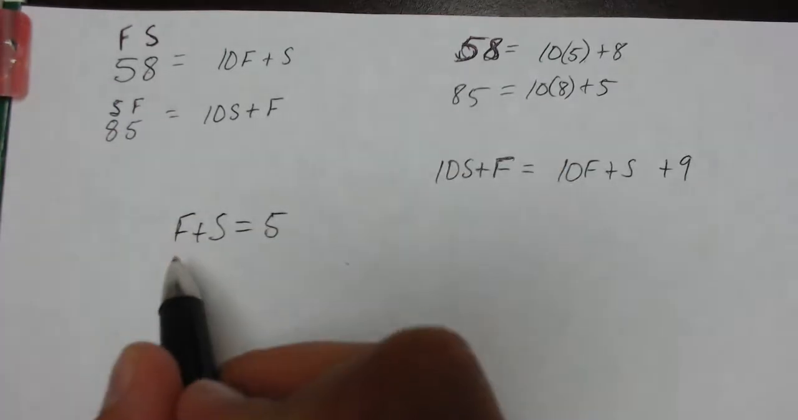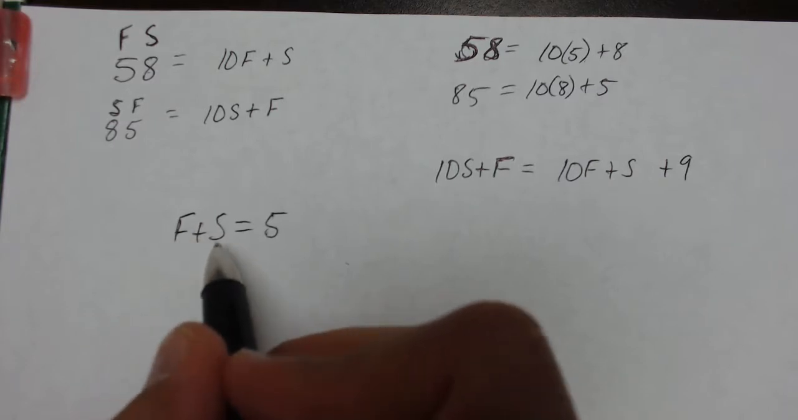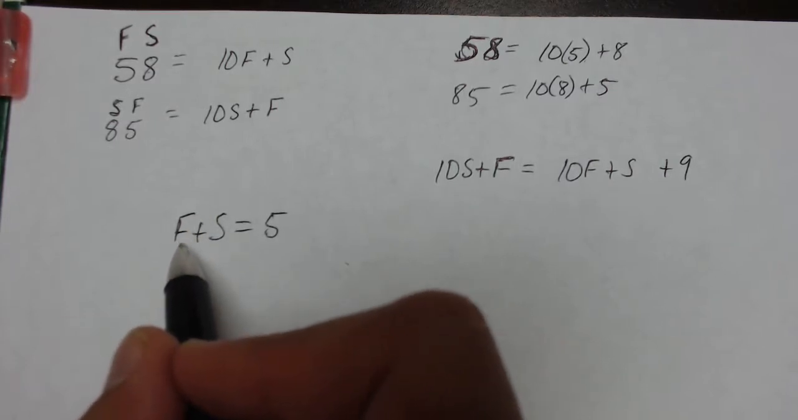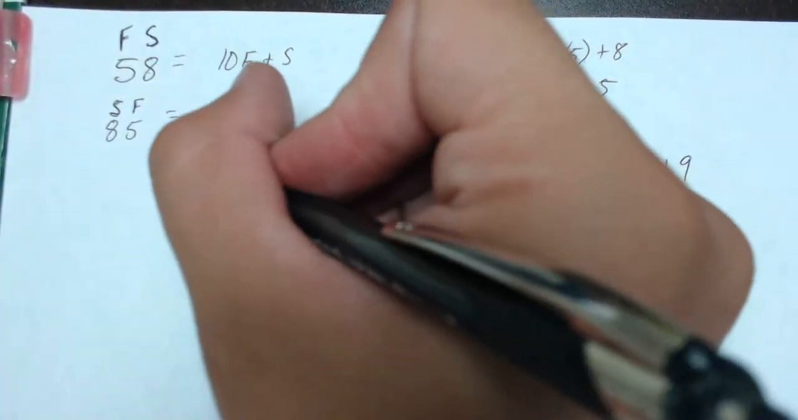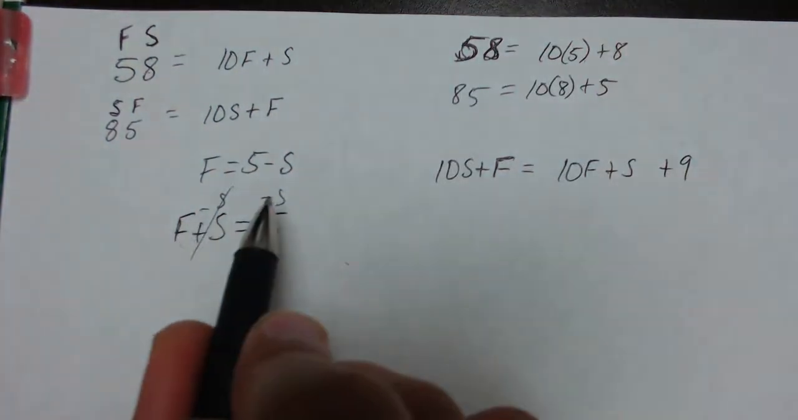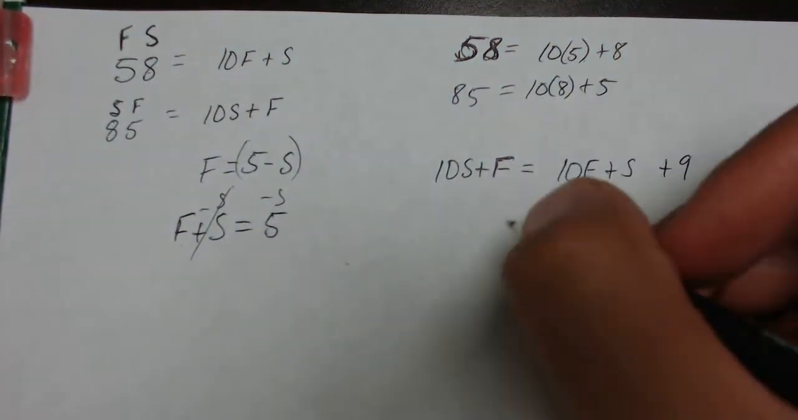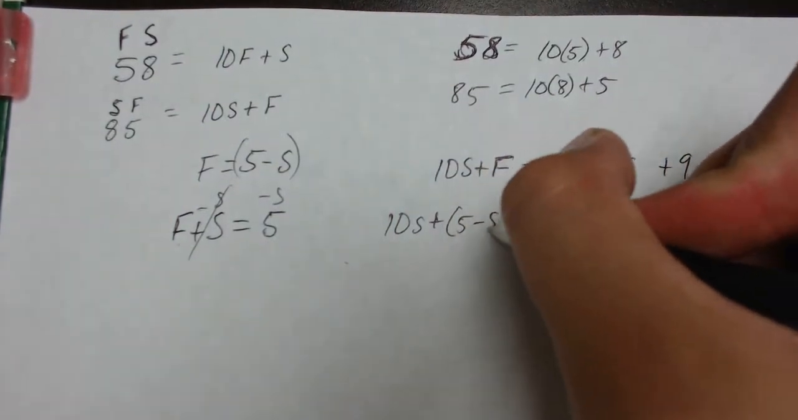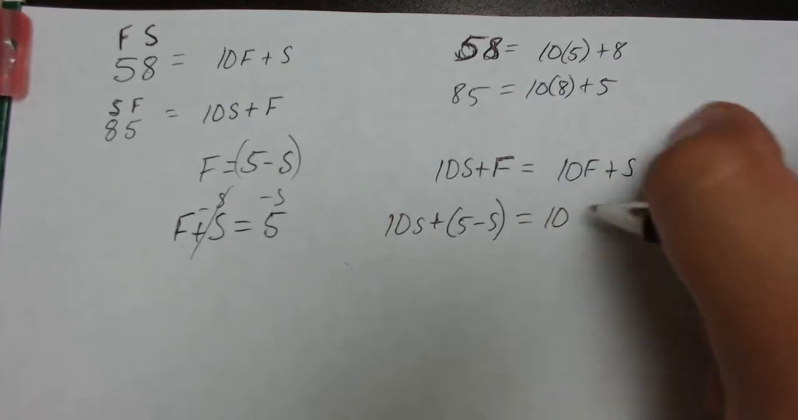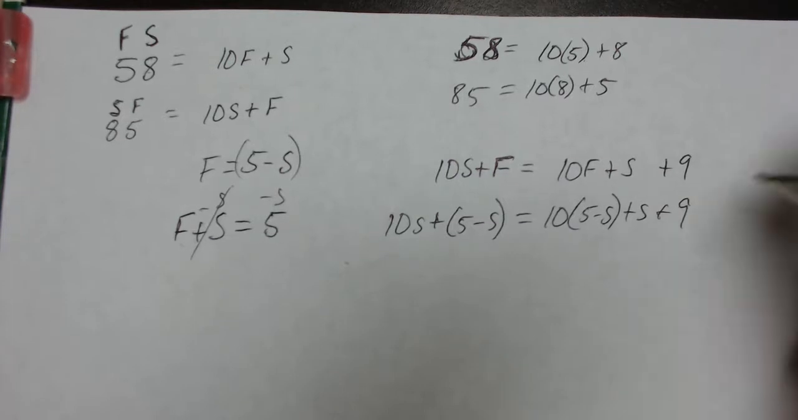Before I substitute, I'll go ahead and solve this equation for one of the unknowns. We'll solve it for f. If I subtract s from each side, I get f equals 5 minus s, or 5 minus the second number. So I'll take this value and substitute it here and here for f. Let's rewrite this. We have 10s plus 5 minus s equals 10 times 5 minus s plus 9.